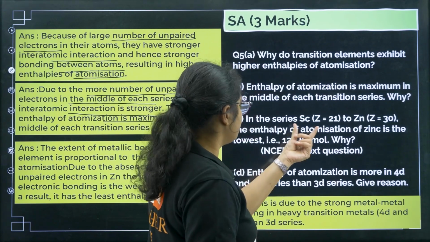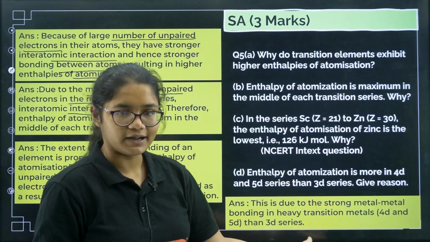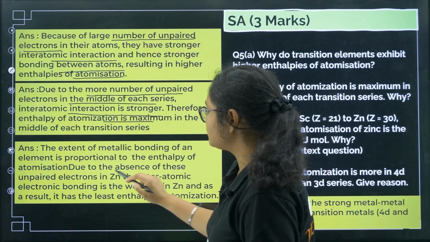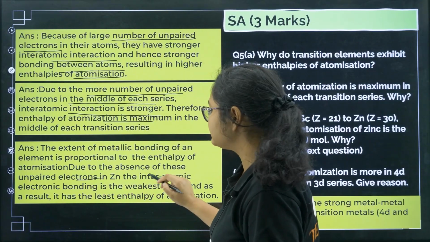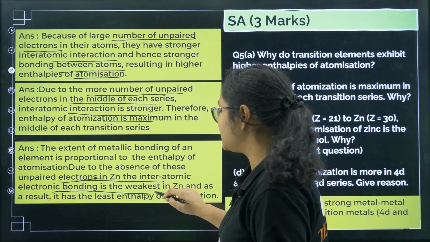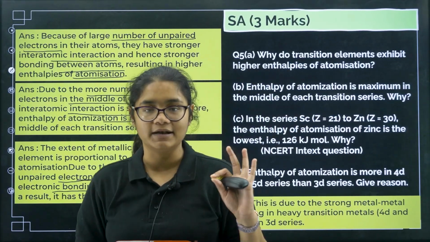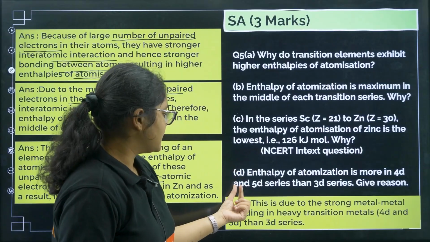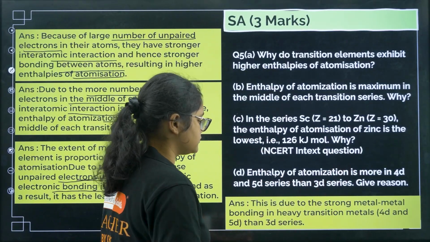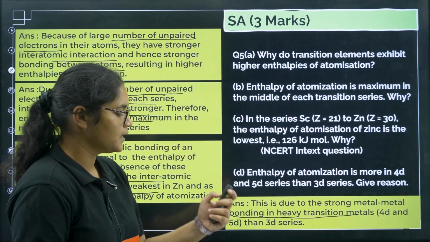Next, in the series scandium to zinc, the enthalpy of atomization of zinc is lowest, that is because of no unpaired electron, right? So the extent of metallic bonding of an element is proportional to the enthalpy of atomization. Due to the absence of these unpaired electrons in zinc, the interatomic bonding is weakest. So you just need to write due to the absence of unpaired electrons, okay. Next, enthalpy of atomization is more in 4D and 5D series. This is due to the strong metal-metal bonding in the heavy transition metals, okay.